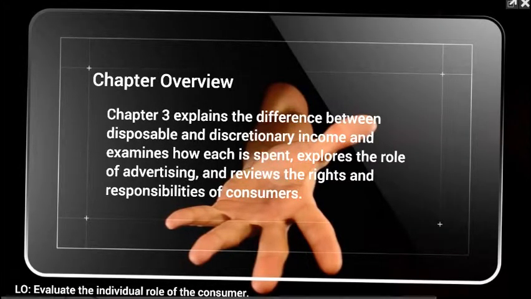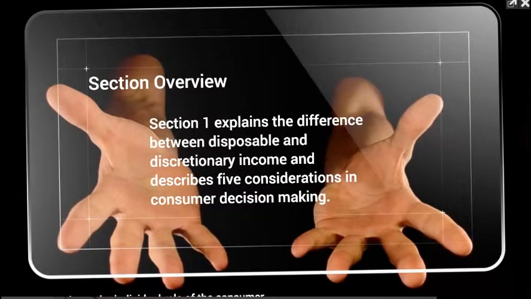Chapter 3 explains the difference between disposable and discretionary income and examines how each is spent, explores the role of advertising, and reviews the rights and responsibilities of consumers. Section 1 explains the difference between disposable and discretionary income and describes the 5 considerations in consumer decision making.